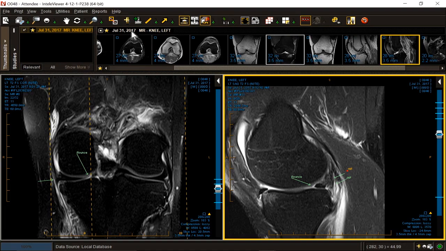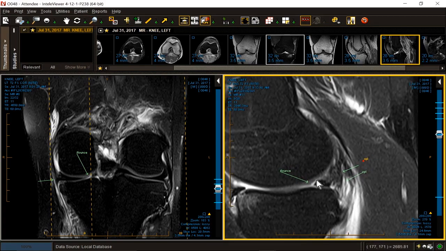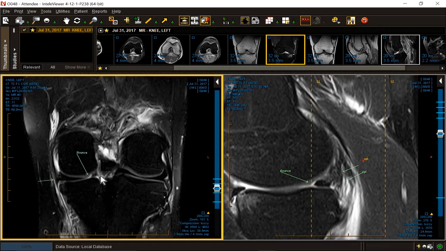So what are you seeing here? You're seeing nothing more than swelling, capsular thickening along the free edge of the meniscus in the coronal plane, being volume averaged as a potential radial or flap tear. The actual tear is here.